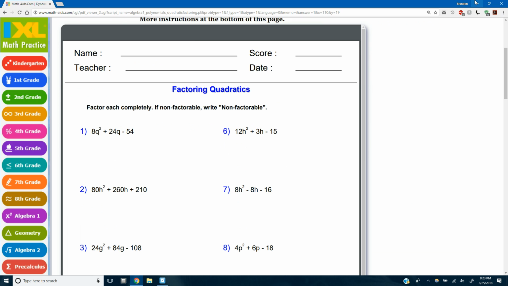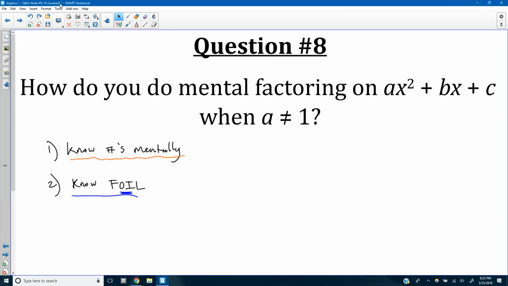Okay, 12h squared plus 3h minus 15. Because you're not going to be given huge ones. See, if they get too big, then at some point you throw in the towel. Okay, let's go ahead and factor this one here.